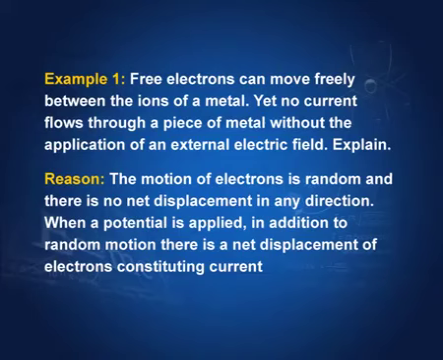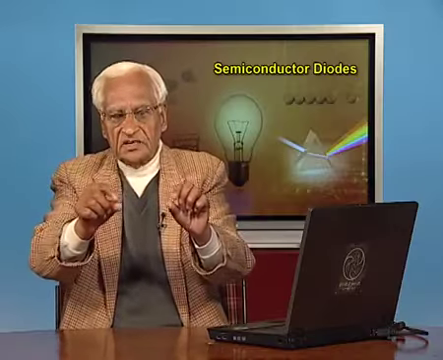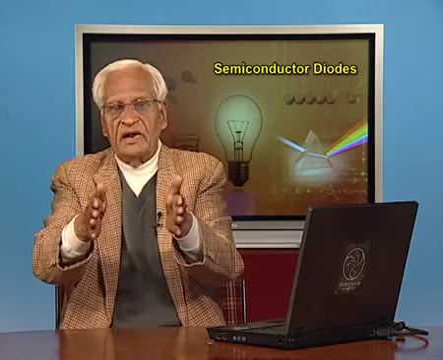Example 1: free electrons can move freely between the ions of a metal, yet no current flows through a piece of metal without application of an external electric field. You see, you have a metal wire and there are free electrons in this, but yet there is no current unless you apply an electric field.